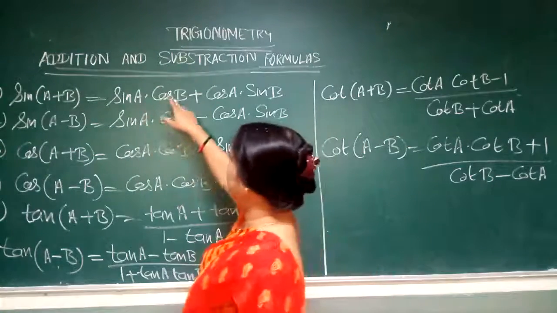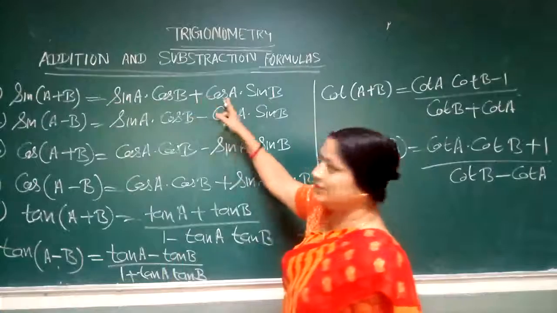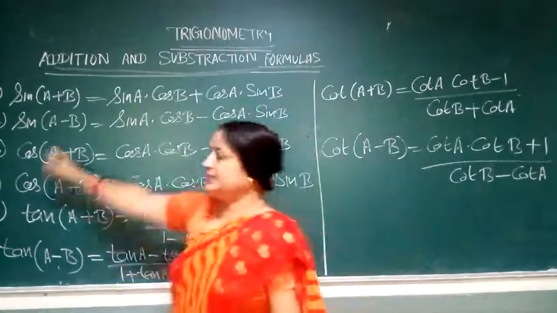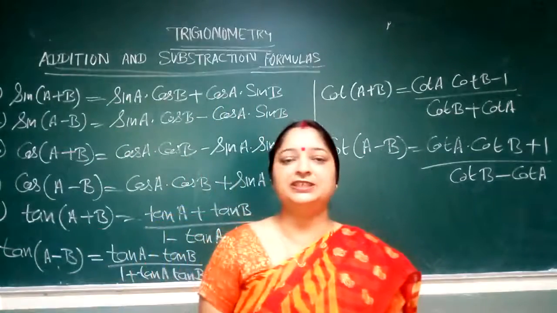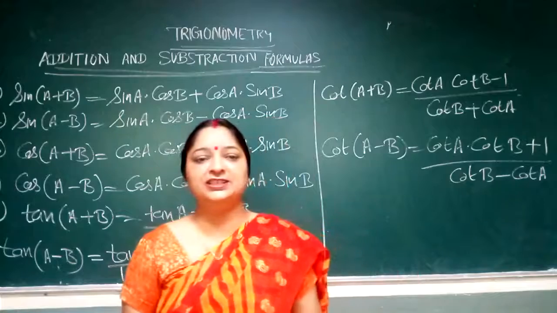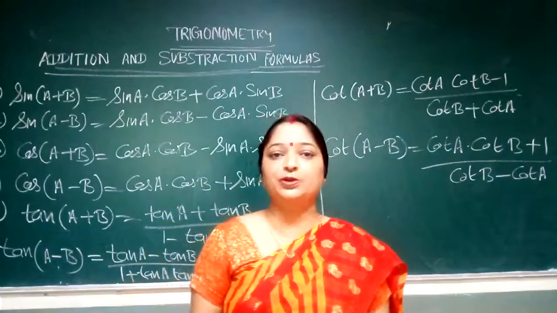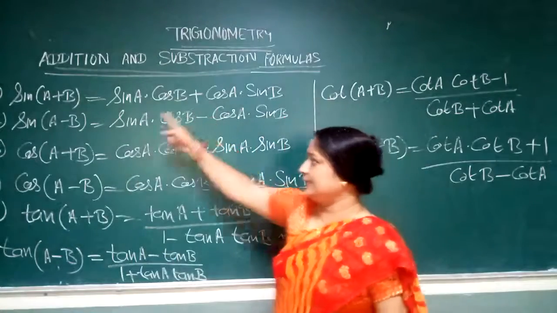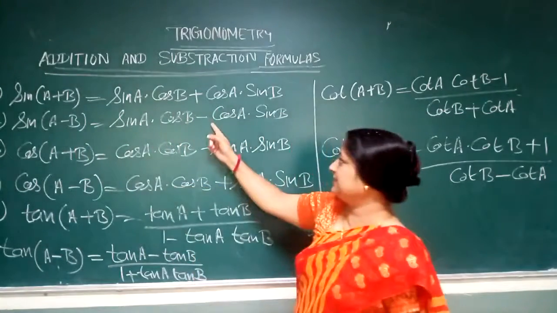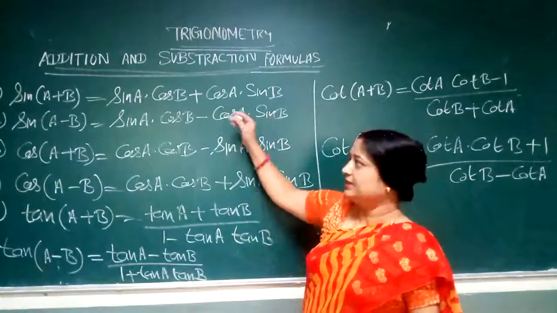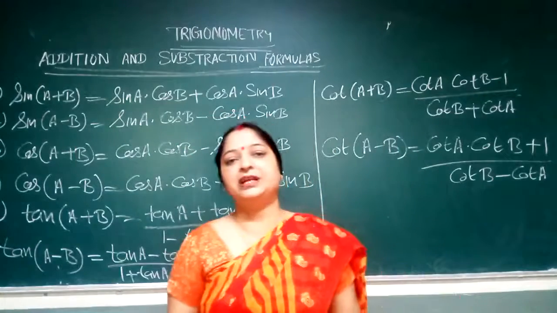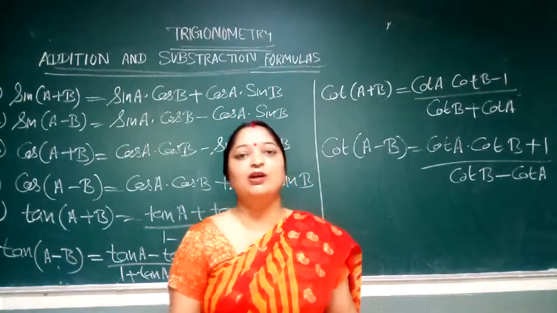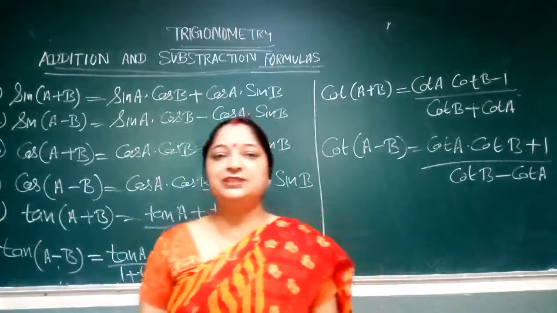Sin a cos b, and plus is there, so plus cos a sin b. Similarly, sin of a minus b. S means the sun wants some help from the boss. Then sin a into cos b, minus is there, so minus cos a into sin b. So this is the memory tip. By this memory tip you can learn the formulas of these two.